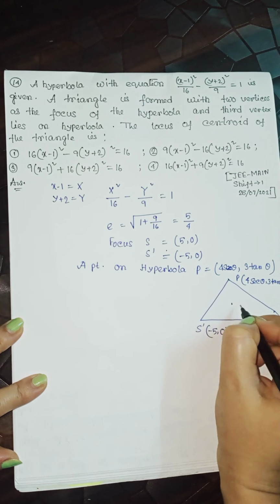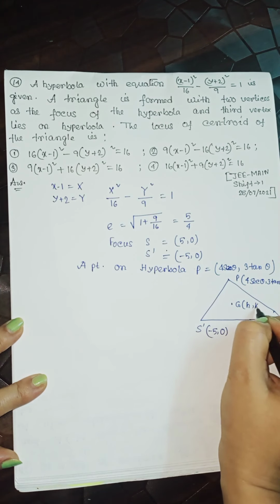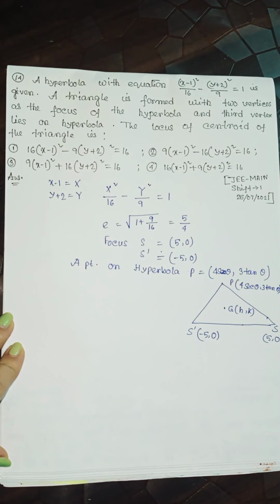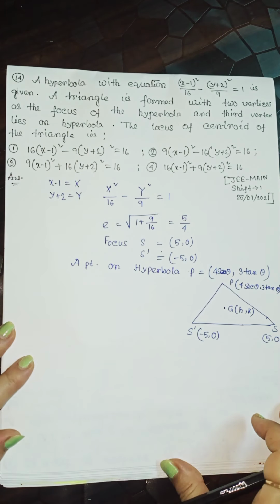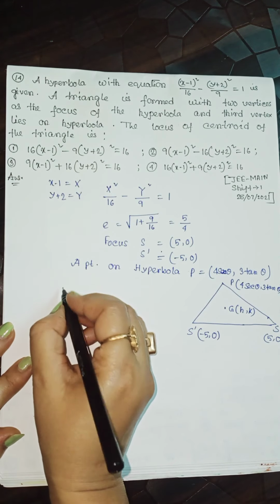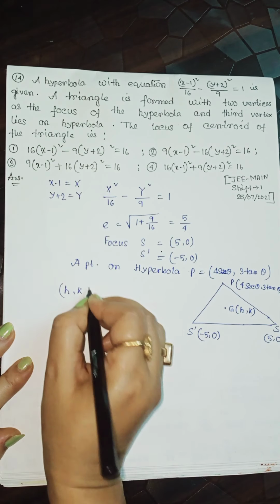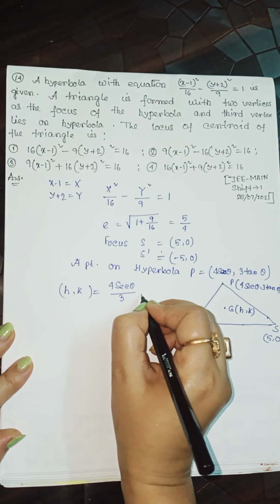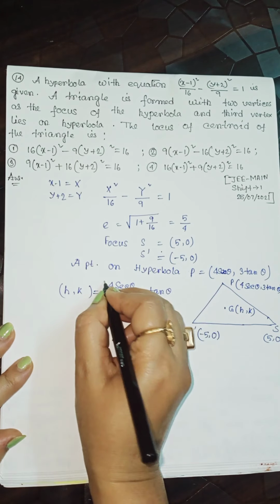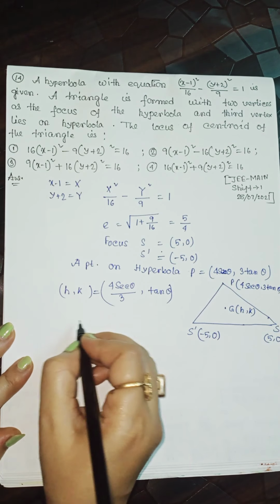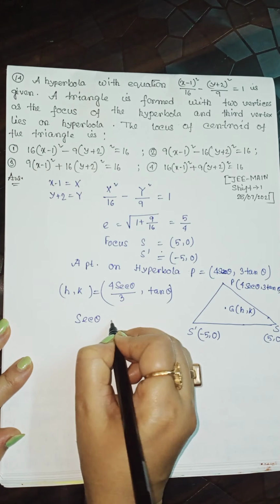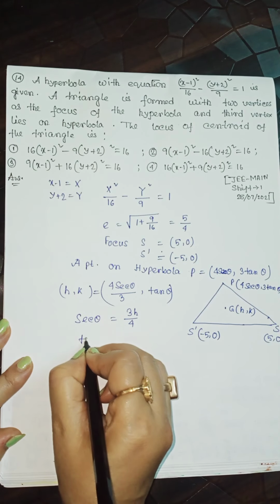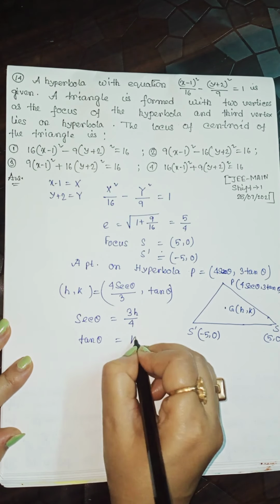So here is the point G, that is (h, k). This is the centroid whose locus we should calculate. Now h, k is equal to what? h is equal to 4 sec theta divided by 3, and k is equal to tan theta. So sec theta is equal to 3h by 4, and tan theta is equal to k.